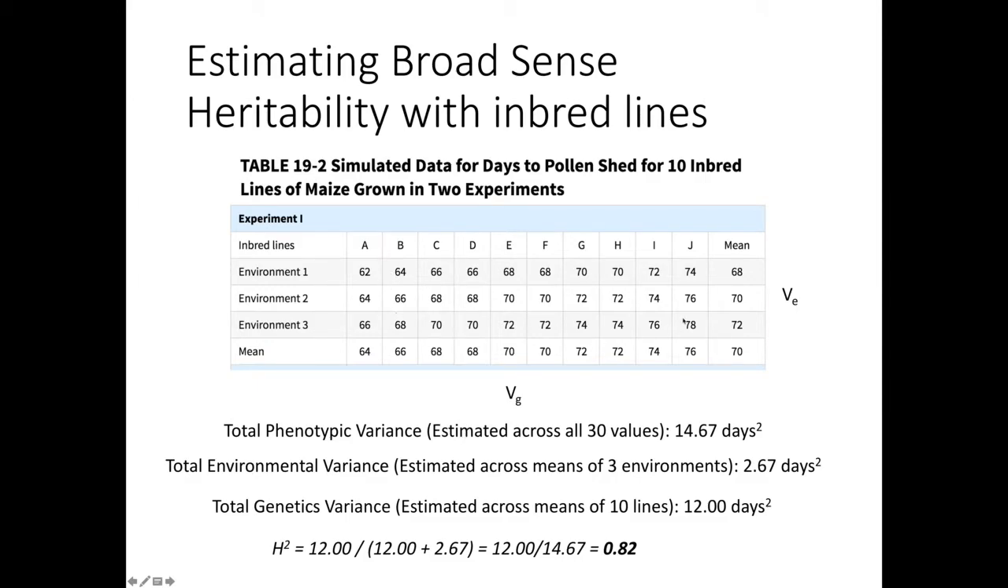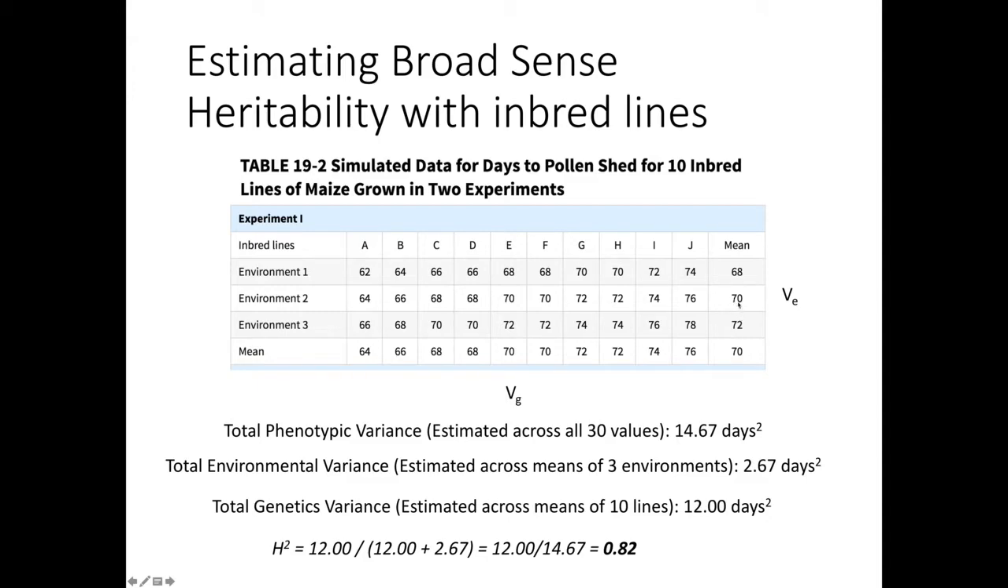So from an experiment like this, one could estimate the total phenotypic variation, and the book does this, but you could go through the calculation similar to what we did with the beefsteak tomatoes. If one does the full calculation across all these 30 values, so calculate the grand mean, which would be 70, and subtract each of them from the mean and square it, and so on and so forth, you get 14.67 days squared for the total phenotypic variance. The total environmental variance, that's just measured across the values of the environment, the mean, so 68, 70, and 72.